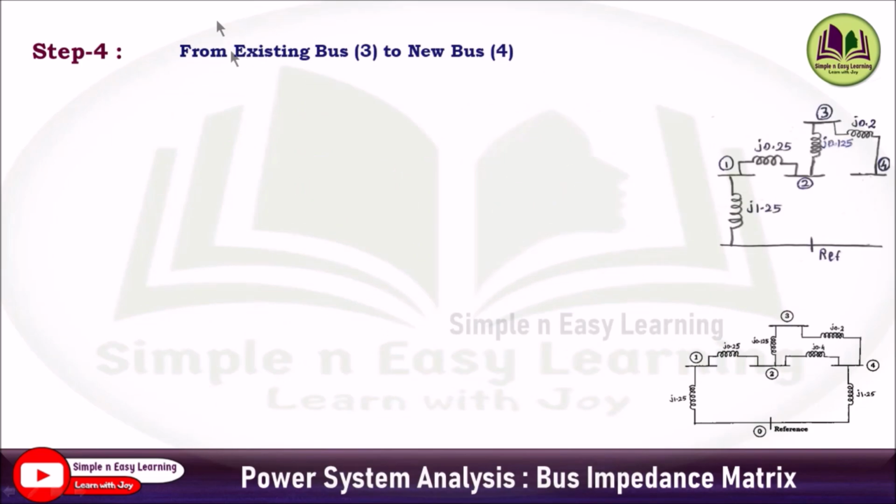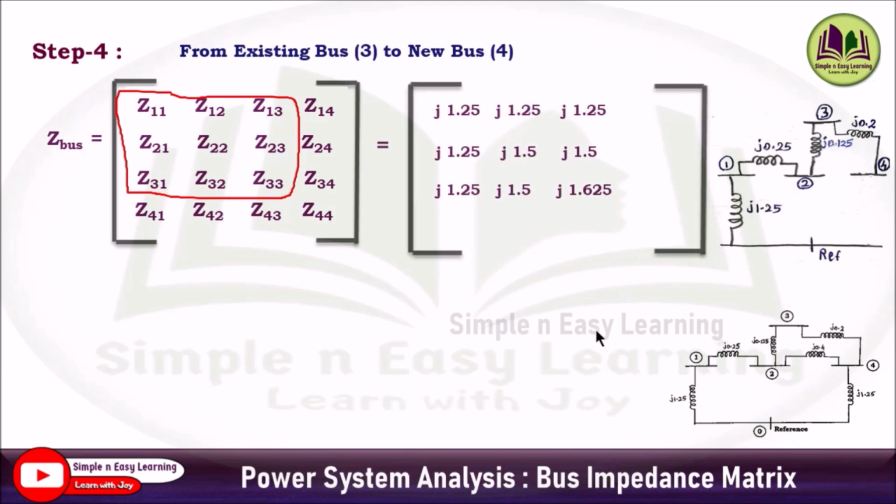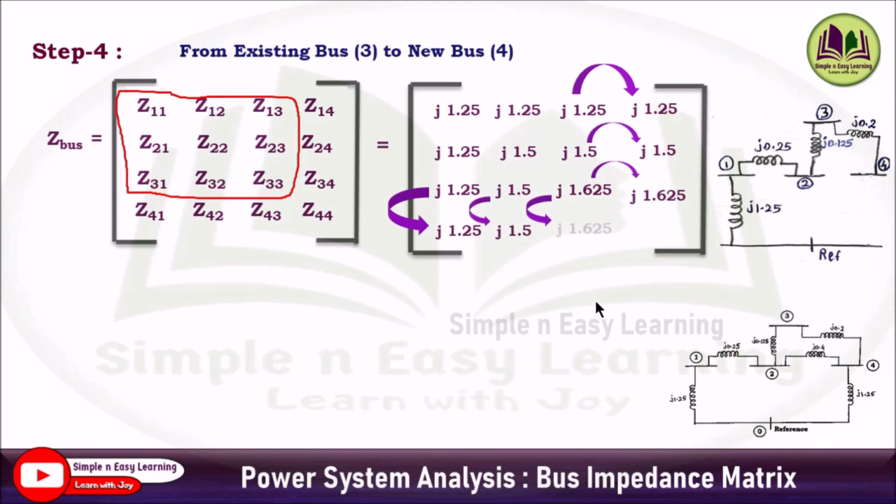Step 4, from existing bus 3 to new bus 4, considering J0.2 reactance. So you will be getting a 4 cross 4 matrix, so you will be having 16 parameters. Out of these 16 parameters, you know these 9 parameters from step 3. Directly you can substitute those 9 parameters and simply copy paste row wise and column wise. J1.25, J1.5, J1.625, here J1.25, 1.5, 1.625.